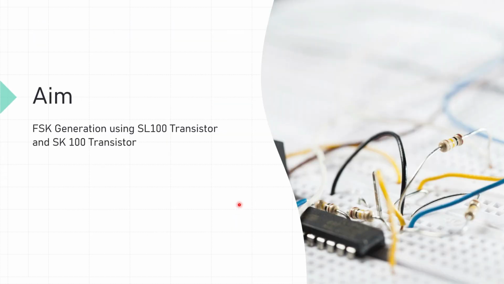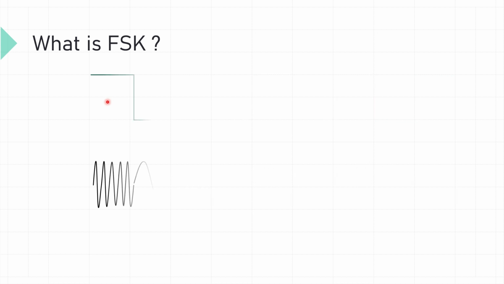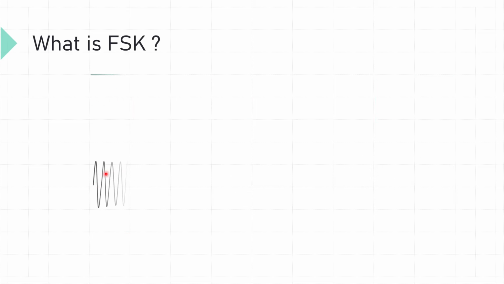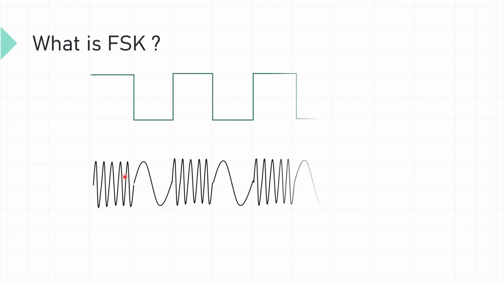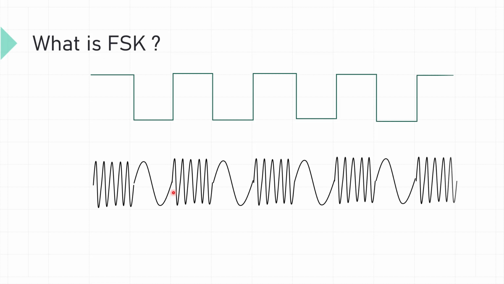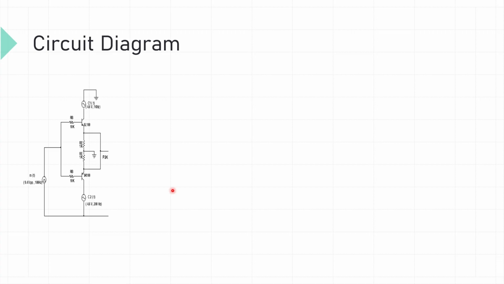So the next experiment is FSK generation using SL100 and SK100 transistor. So what is frequency shift keying? It is nothing but transmitting two frequencies to represent binary 1 and binary 0. So here binary 1 is transmitted by using high frequency carrier, and binary 0 is represented by transmitting a low frequency sinusoidal signal. So the circuit diagram is as shown.